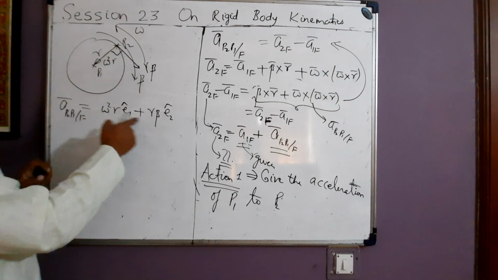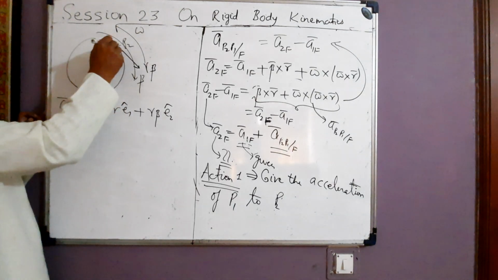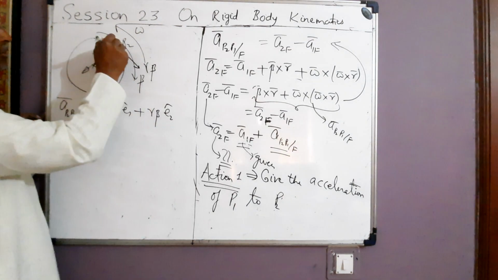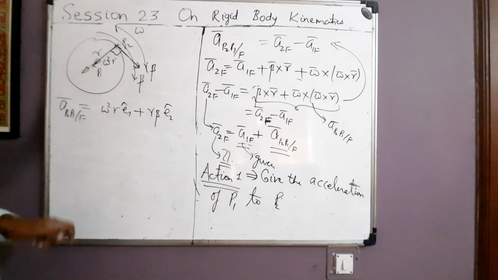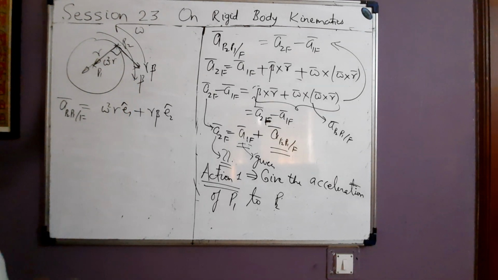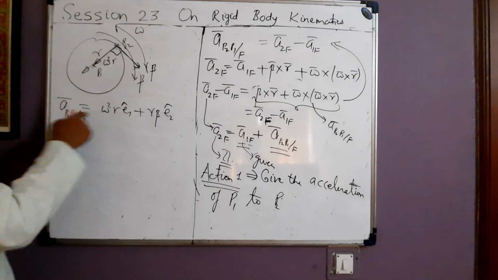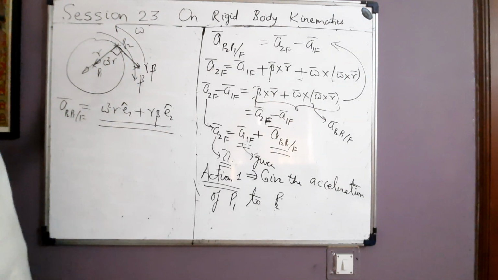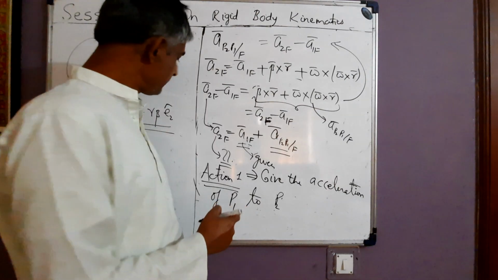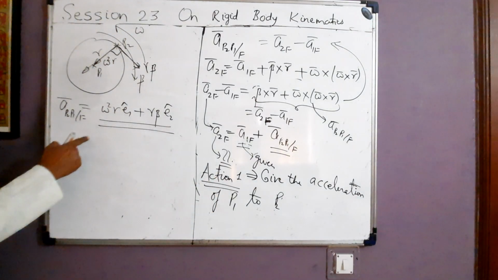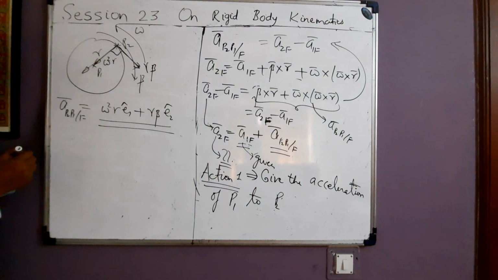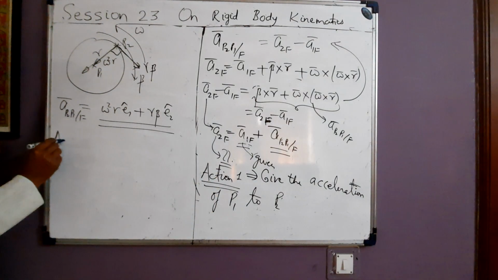See, E1 hat is a unit vector from P2 to P1, and E2 is a unit vector corresponding to the sense of beta and tangent to the circle at P2. So the evaluation of this term has been greatly simplified. So in action 2, what do we have to do? I have explained what we have to do in action 2. We will have to take two actions.